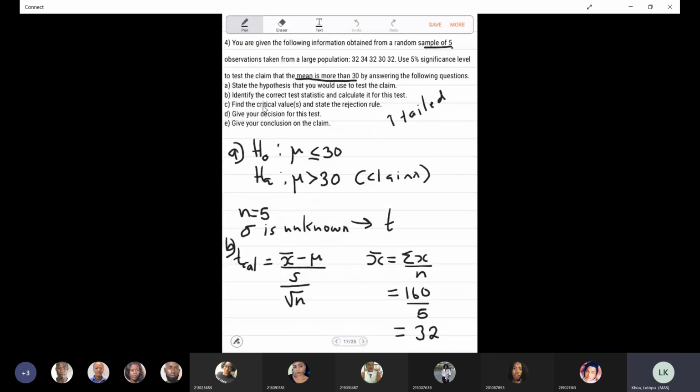We had to find the critical values. We did. That was 2.1318. Then we had to state the rejection rule, which we did. We said that we will reject H naught if the T that we get is greater than our critical value. Then the next step, D, is give your decision for this test.